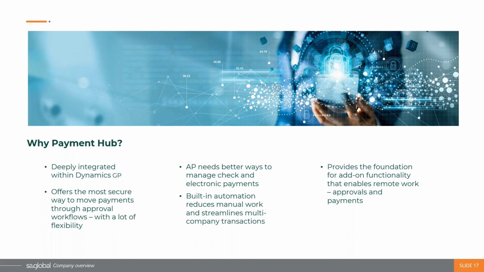If your AP team needs better ways to manage check and electronic payments, then Payment Hub gives you a lot of tools there. As with all of our products, it includes built-in automation that can reduce manual workflow and streamlines multi-company transactions. And finally, as we've mentioned, if you have multiple Mekorma products, there's a number of synergies that exist between them. We'll take a look at what that looks like in just a second. But Payment Hub is really that central nexus where those synergies show up.